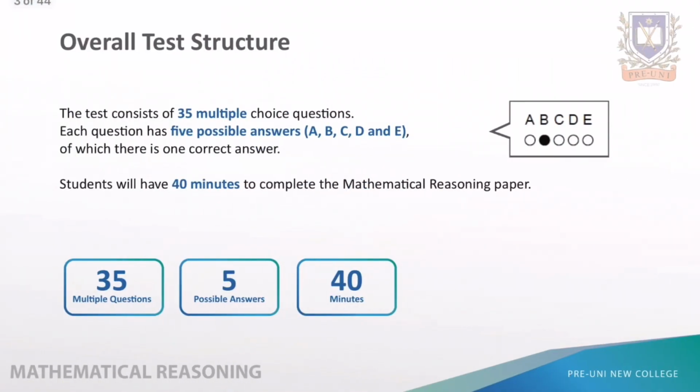So, the overall test structure. The mathematical reasoning component of the new selective placement test replaces the mathematics paper. The test consists of 35 multiple choice questions rather than the original 40. Each question has 5 possible answers, either A, B, C, D, or E, of which there is one correct answer. Students will have 40 minutes to complete this paper.